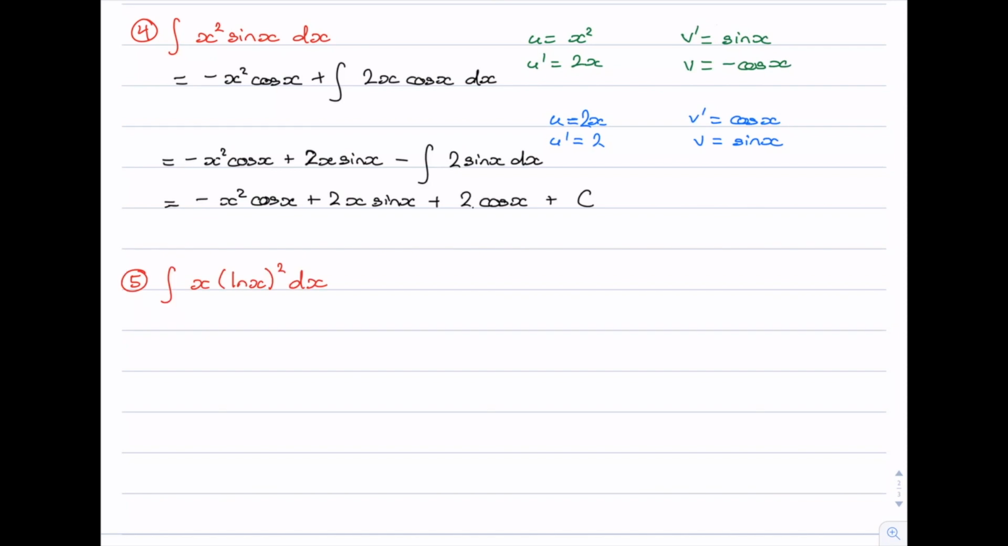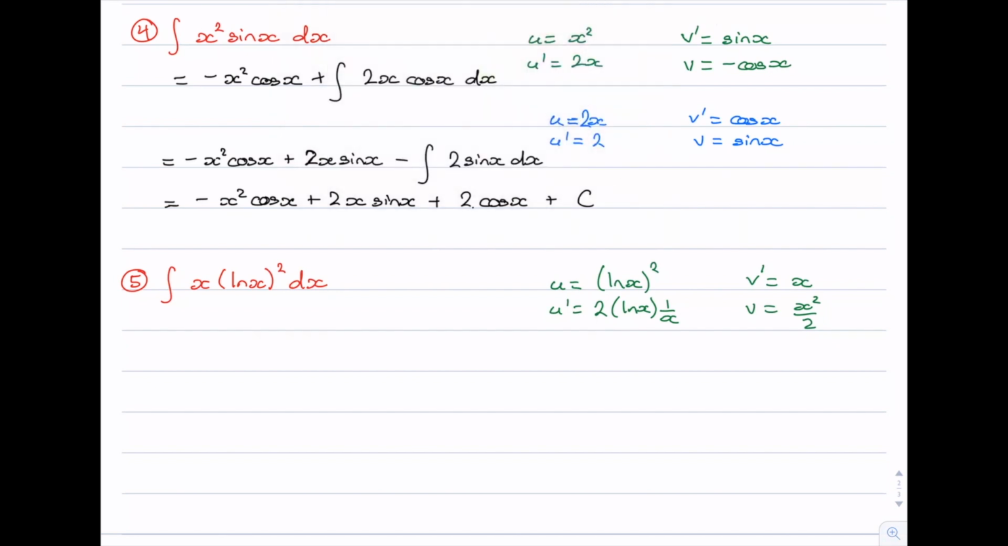The next example is the integral of x times log of x all squared. So here we definitely need to choose log of x all squared to be the function that we differentiate, because we probably don't know how to integrate that. So u is going to be log x all squared, and when we differentiate that, we bring the power down, we reduce the power by 1, so that's to the power 1 now, and we times by the inside derivative. The inside derivative of log x is 1 on x. Alright, and that means we're choosing x to be the function that we integrate, so v dash is x, which means that v is x squared on 2.